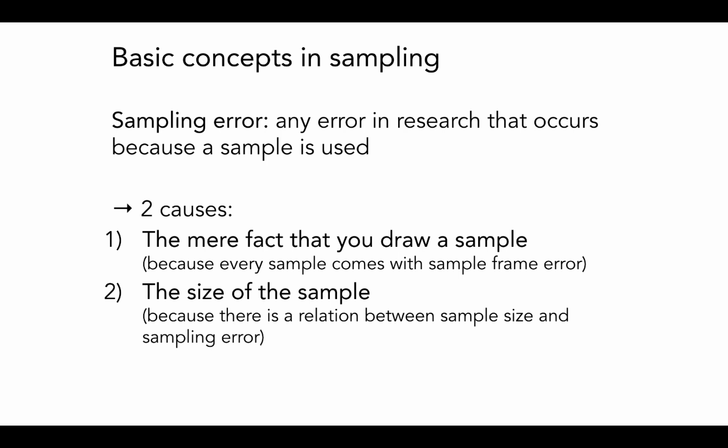There are two causes for the sampling error. First of all, the mere fact that you draw a sample, because if you draw a sample, you have to build that sample on a sample frame, and that sample frame comes with sample frame error. So as a consequence, you'll always have sample error. And secondly, the size of the sample plays a role as well, because the smaller your sample size, the larger your sample error will be. This is something we will explain in one of the next online sessions of this class. For now, keep in mind that sampling error is an inevitable consequence of using a sample, simply because samples are made based on sample frames, and sample frames are in themselves flawed because they have sample frame error.